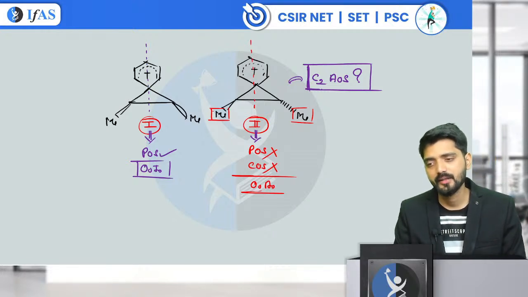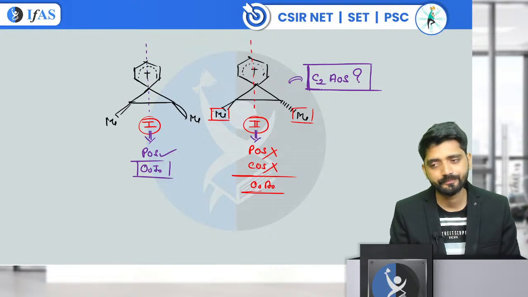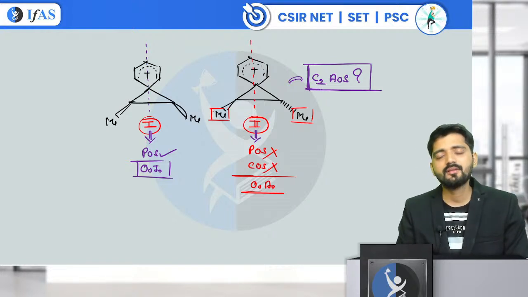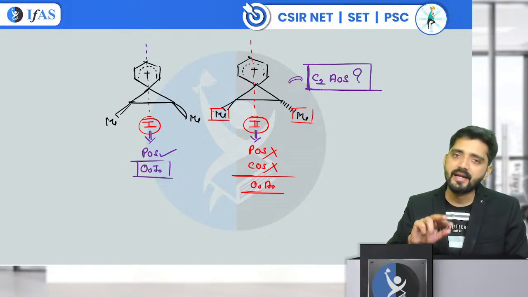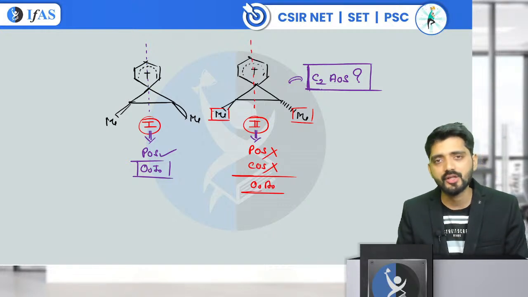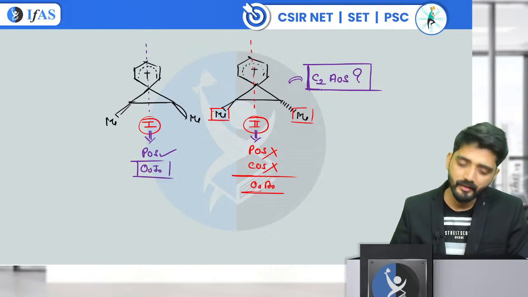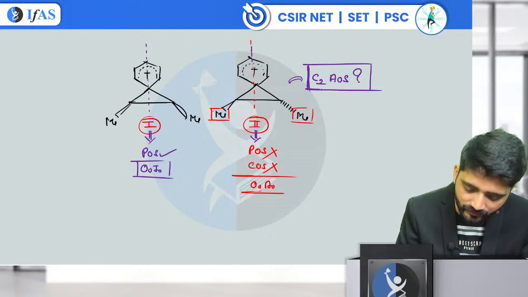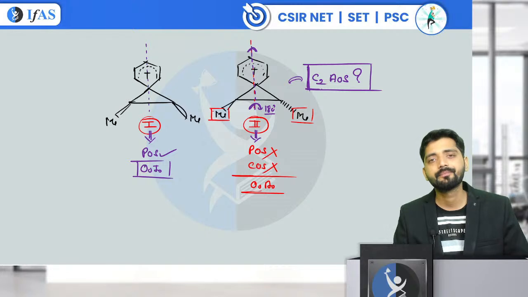Does this have a C2 axis of symmetry or not? What does C2 axis of symmetry mean? If I place an axis and give a 180-degree rotation, can I get the similar product or not? Let the axis pass from here only. This is how our axis is passing, and I am giving a 180-degree rotation from this center.